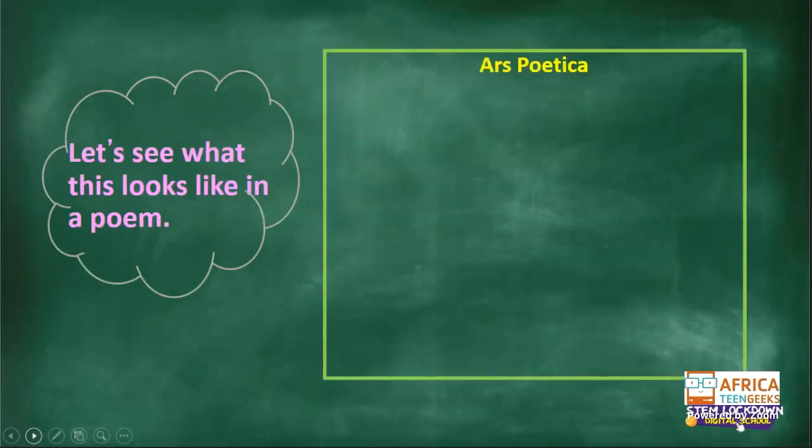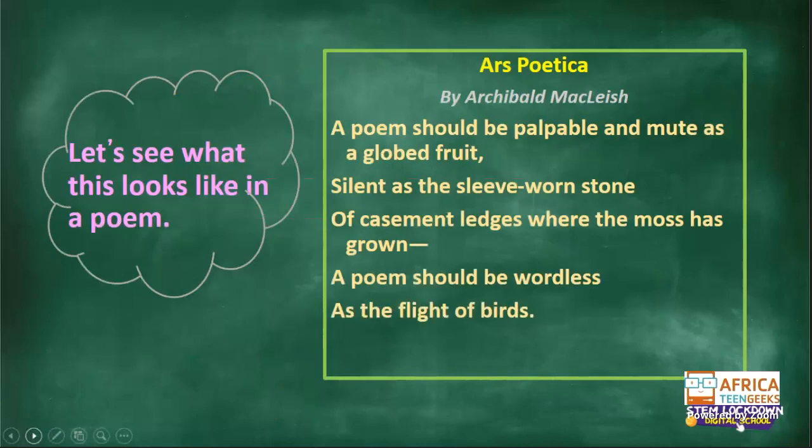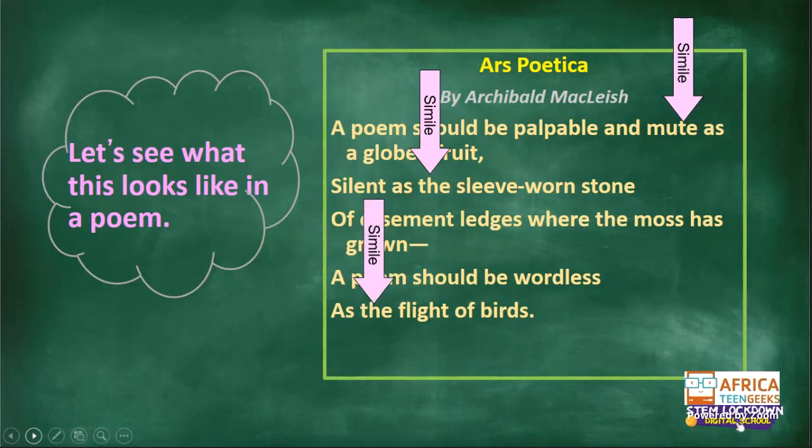Let's look at it in a poem. Here's an example. Okay. A poem should be palpable and mute as a clubbed fruit, silent as the sleeve worn stone of casement ledges where the moss has grown. A poem should be wordless as the flight of birds. And we have here our first simile, which is mute as a clubbed fruit, silent as the sleeve-worn stone, and wordless as the flight of birds. So those are examples of simile in poetry.